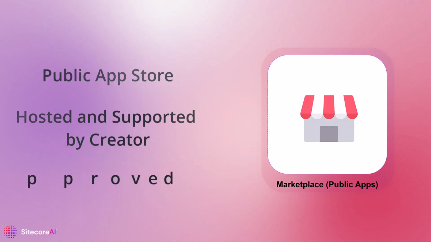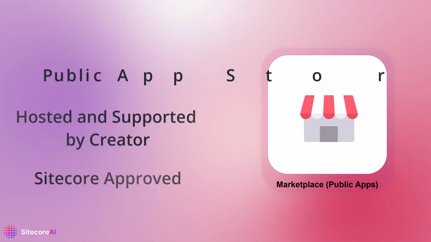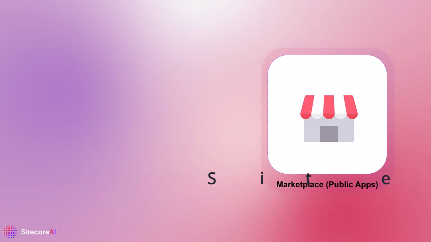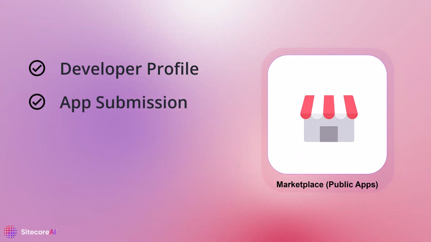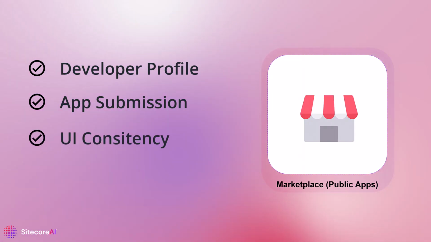Before your app can be listed on the Marketplace, it undergoes an approval process by Sitecore. In this approval process, Sitecore checks if the developer profile is filled properly with your or your company's details. Additionally, Sitecore checks the app for submission completeness. Also regarding the icon, screenshots, and logo, we check the UI consistency, mobile responsiveness, and functionality through a demo walkthrough.